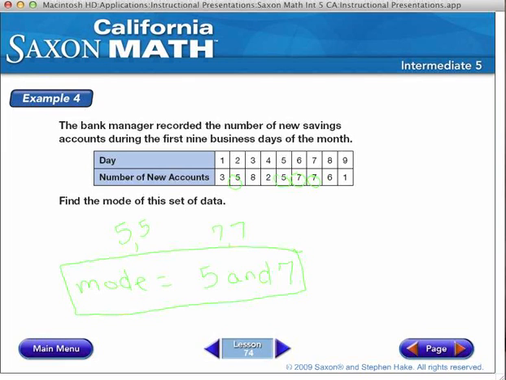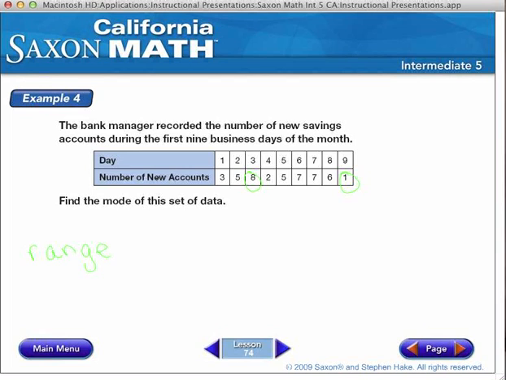Okay? Now remember that the range is going to be the distance between the high and the low. So just really quickly here, 8 is my high, 1 is my low. So then my range would equal 8 minus 1, or would be 7 new accounts.